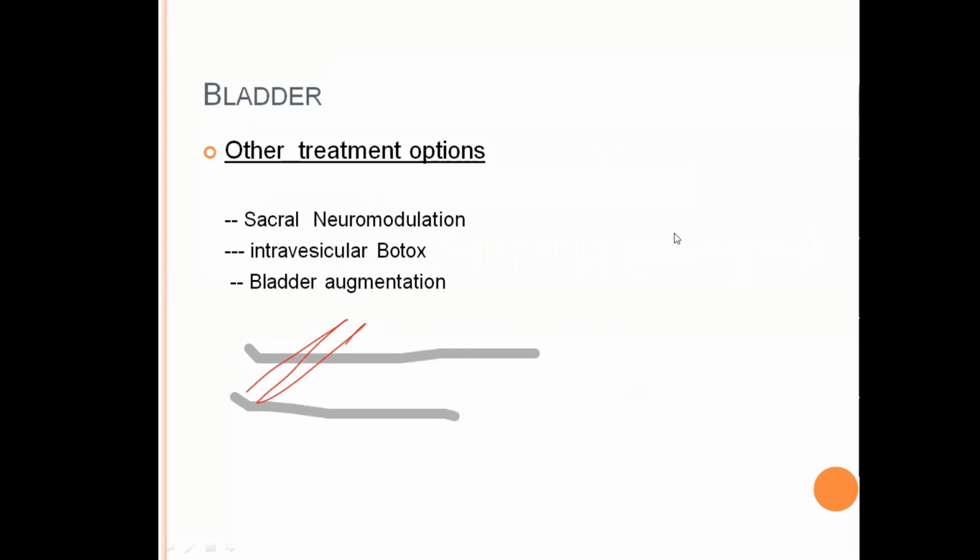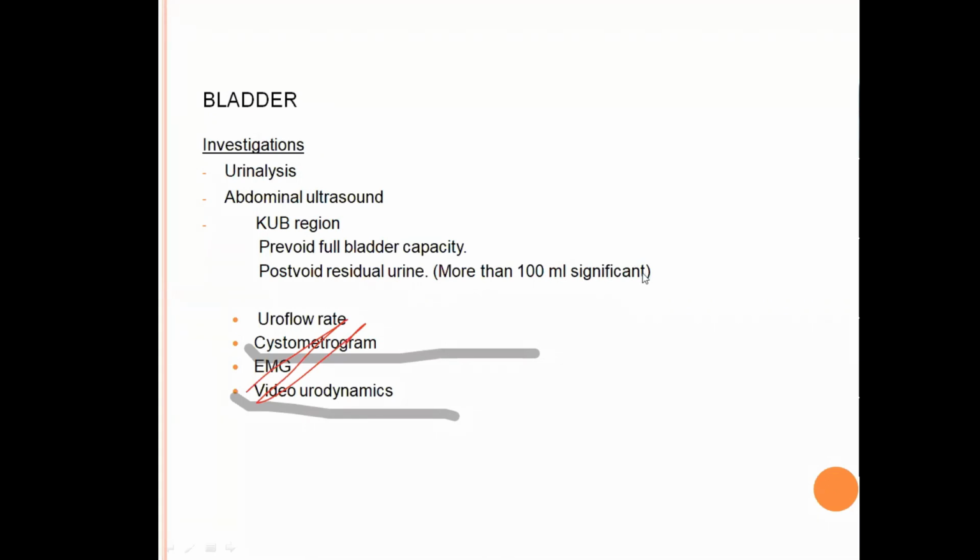There are other treatment options apart from pharmacological, advanced treatment options like sacral neuromodulation, intravesical Botox to reduce the frequent contraction of the bladder. Then patients who have a small bladder can have augmentation of the bladder with intestinal anastomosis and all that, but that is advanced treatment. Let us not go into that.